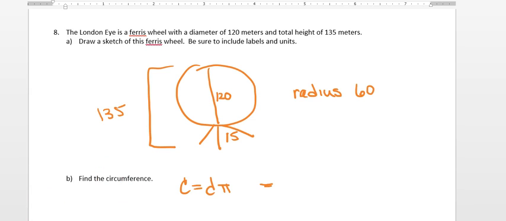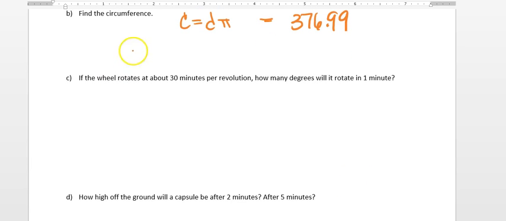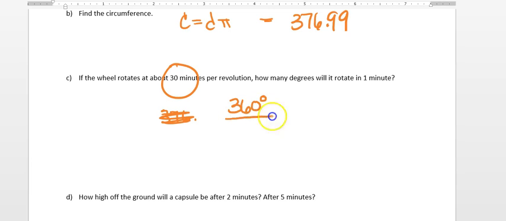All right, so here we're going to just do your diameter, which is 120 times pi. So that is going to give you a value of 376.99. It says here it takes 30 minutes to go around. Since this Ferris wheel has to go around 360 degrees in 30 minutes, that means that in 1 minute it must go around 12 degrees.